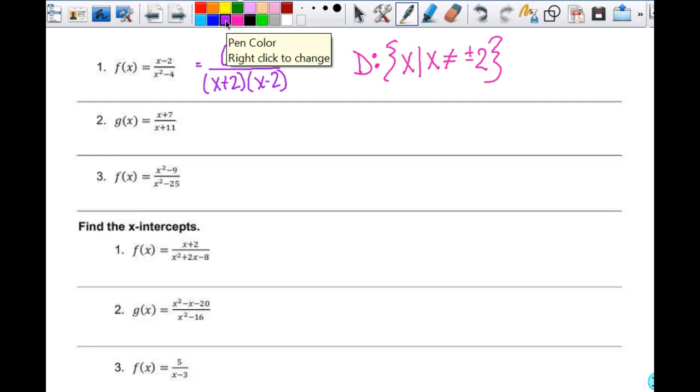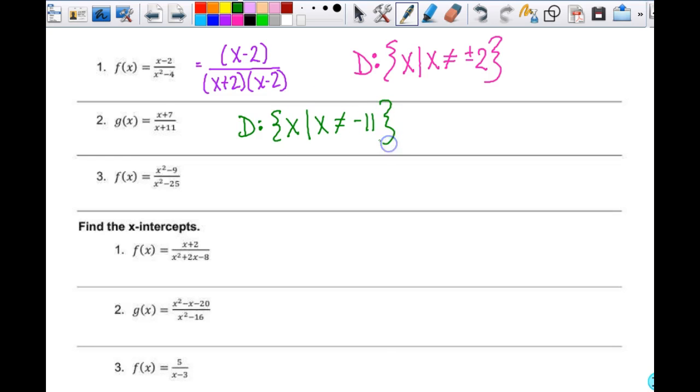I can't factor anything, right? So the domain is going to be the set of all x's such that x cannot equal what? Negative 11. See how easy that is? It's wherever your vertical asymptotes and your holes are coming from.